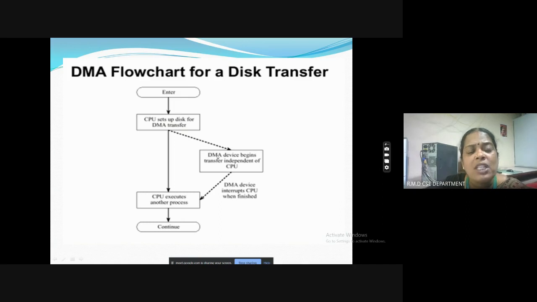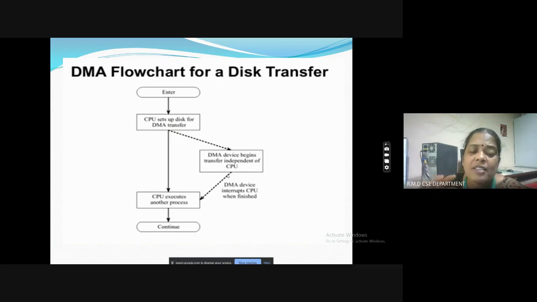Now this is a flowchart representing the DMA for the disk transfer. Here we enter the transfer status, whether to read or write, we enter the word count, and we start the process. Then the central processing unit sets up the disk for the DMA controller. The DMA device begins the transfer independent of the CPU. Now the CPU is not involved; it gives the control to the DMA controller.